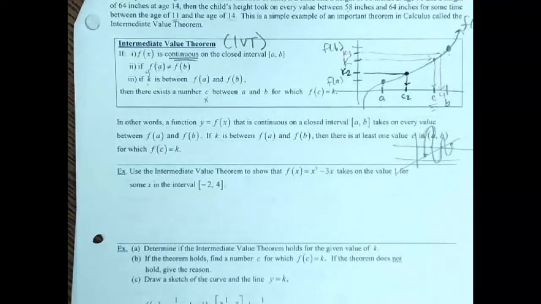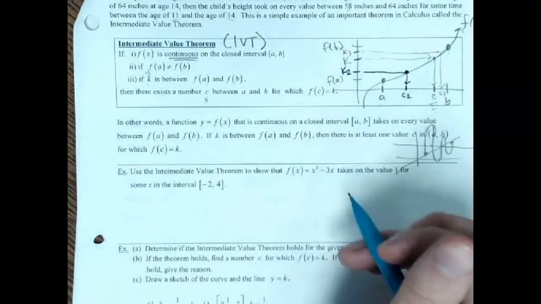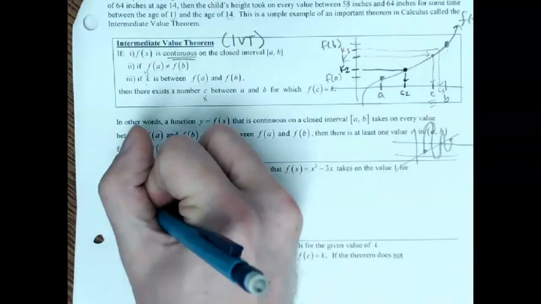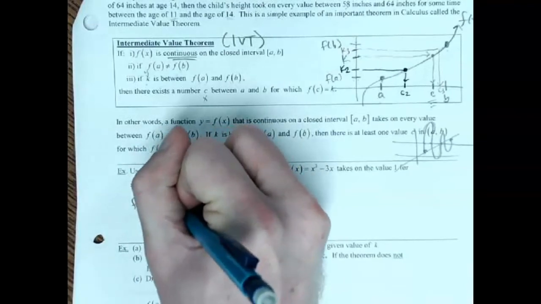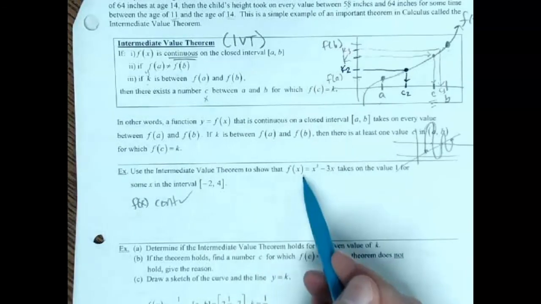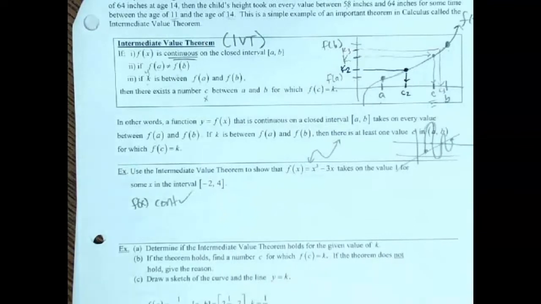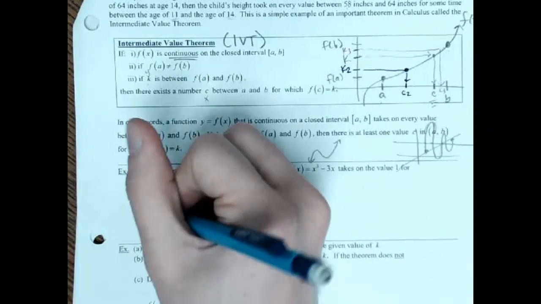We're done with this whole notes packet. It's a monumental moment. Use the IVT to show that f of x equals x cubed minus 3x takes on the value 1 for some x in the interval between negative 2 and 4. Okay, let's check it. Is this function continuous? Certainly. You can just tell, you don't even have to do any work. Just write f of x is continuous. Sure, right? That function's a polynomial. We know it's going to look something more or less like this since it's cubic, but we know polynomials are always continuous.